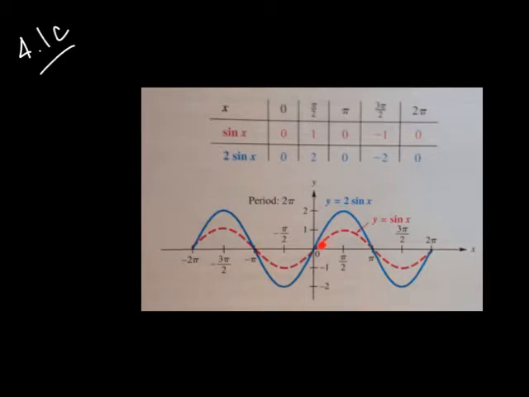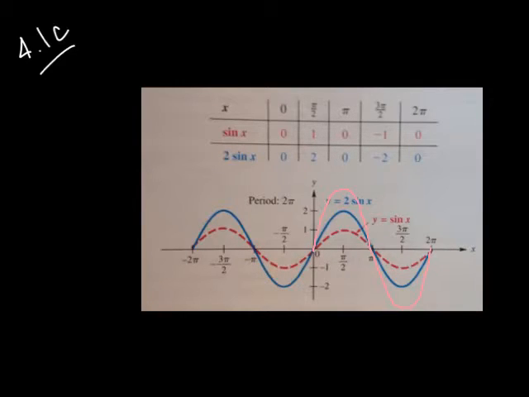So notice the period did not change. It still goes through 1 period in 2 pi. It just goes up higher and then down lower before it repeats itself. So if I had an amplitude of 3, exactly the same, it would just be elongated. It would go up higher.